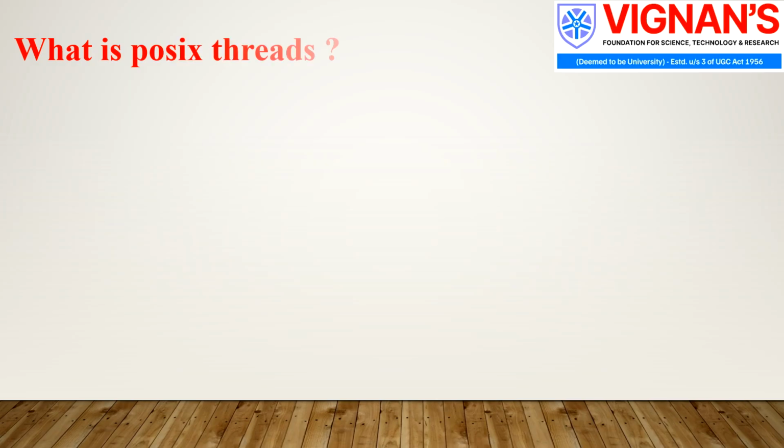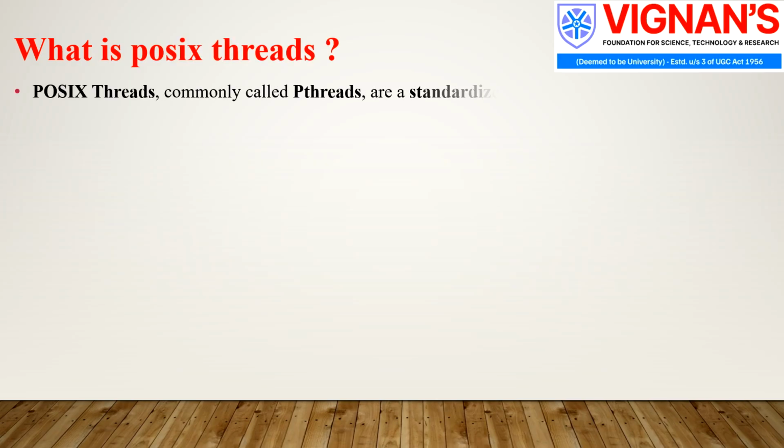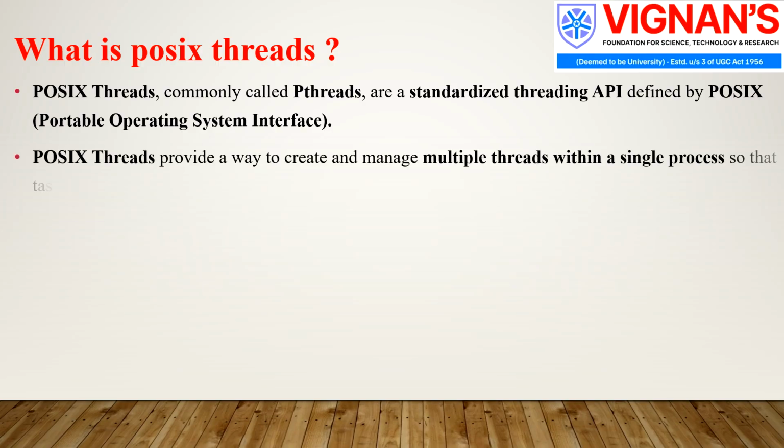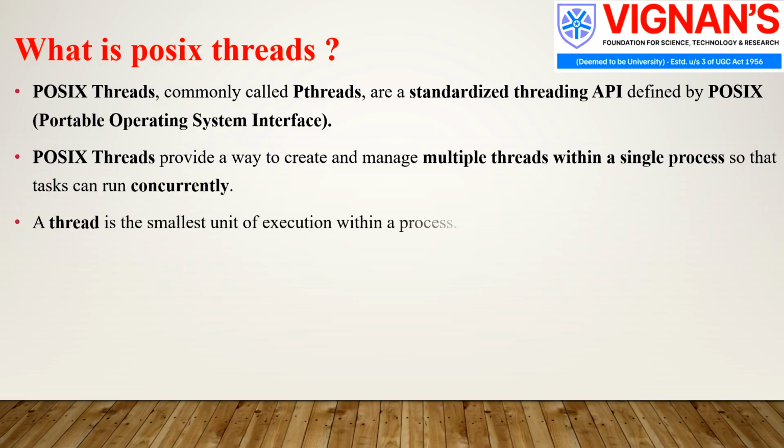What is POSIX Threads? POSIX Threads, commonly called Pthreads, are a standardized threading application programming interface, defined by POSIX, which stands for Portable Operating System Interface. POSIX Threads provide a way to create and manage multiple threads within a single process, allowing tasks to run concurrently. A thread is the smallest unit of execution inside a process, and multiple threads together form a multi-threaded application.